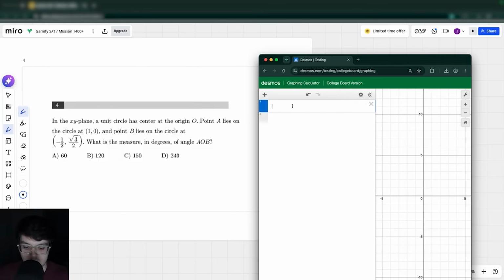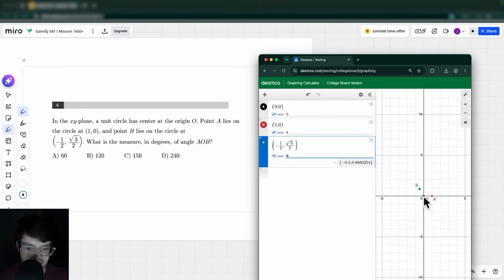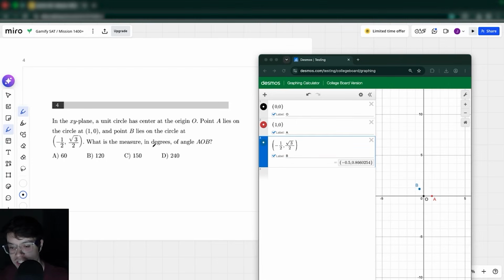This is not going to be a very hard problem, but just so I can show it. So we have, again, the beginning being at 0, 0, and they have A lying at 1, 0, and then point B is lying over here. So we have all three of the points immediately. Good stuff. We have this configuration over here. What would be the measure of angle AOB? We are saying here in degrees.